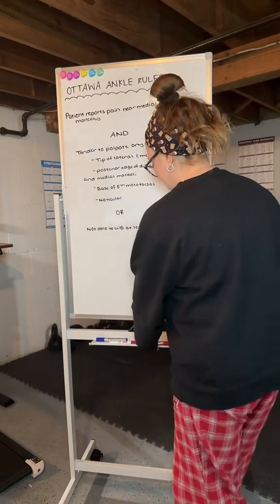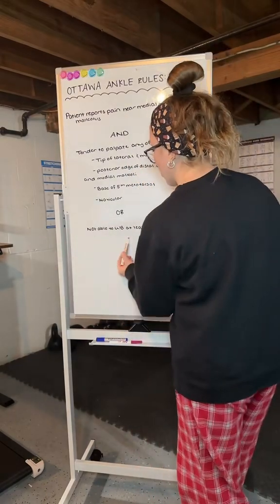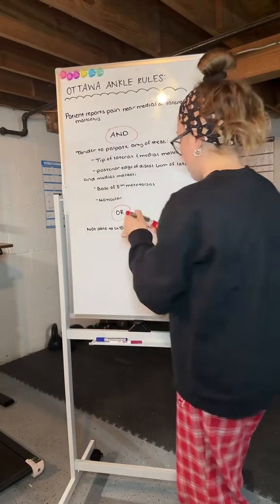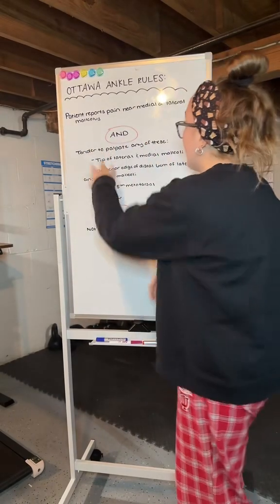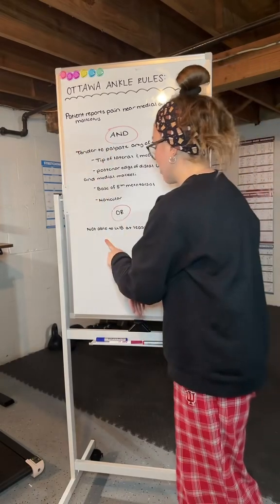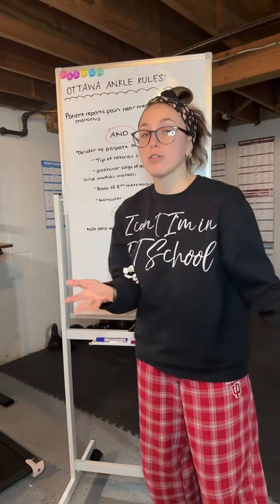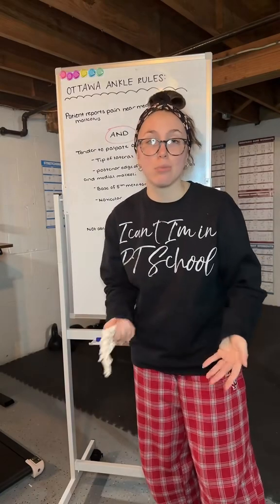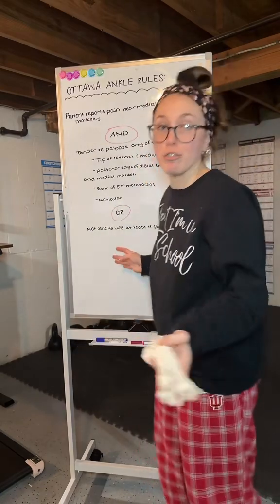Another thing you might see here is not able to weight bear at least 4 steps. WB stands for weight bear. So if they're coming in and they're having pain or they're not able to weight bear at least 4 steps, that's another indication of, hey, I want you to go see your PCP. I really would like you to get an x-ray or an MRI done because you could have a fracture.